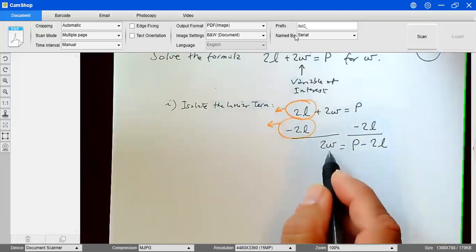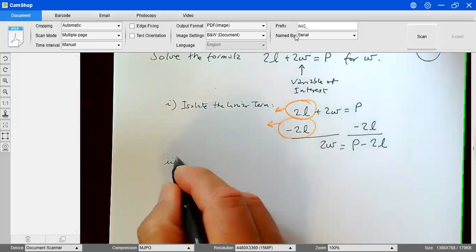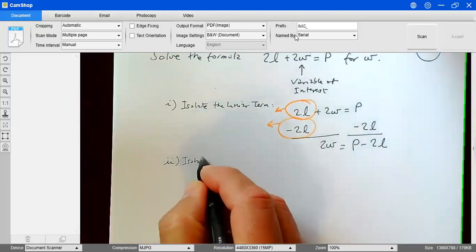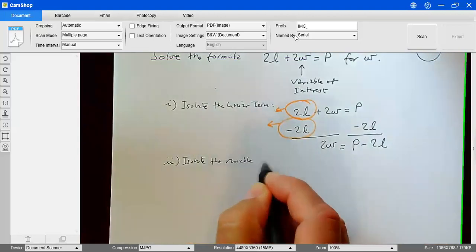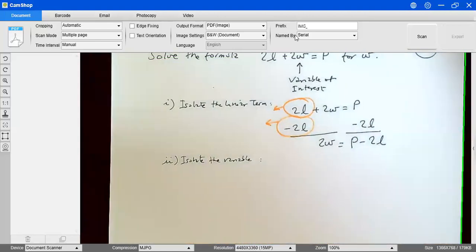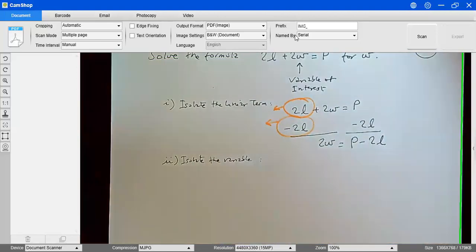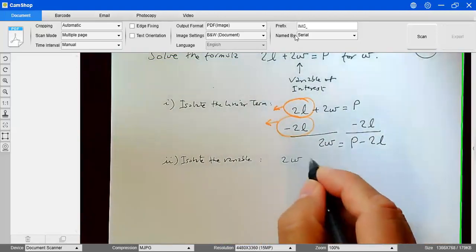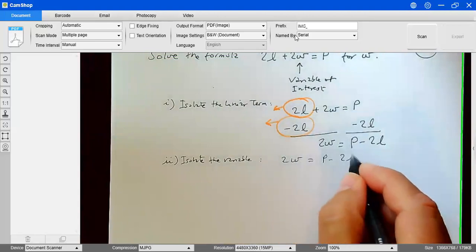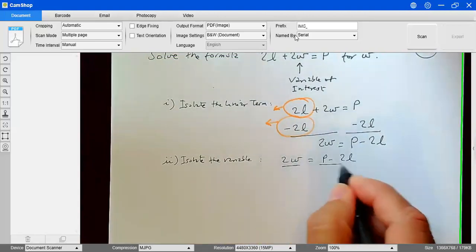Now we need to isolate the variable. So the last step is we're going to isolate the variable. How do we isolate the variable in this case? We apply the multiplication property, so we need to divide. I'm going to write this again here for you to see it. We need to divide by the coefficient.